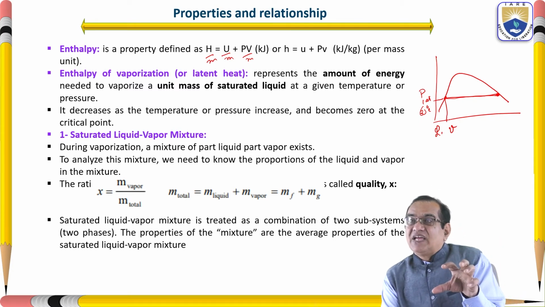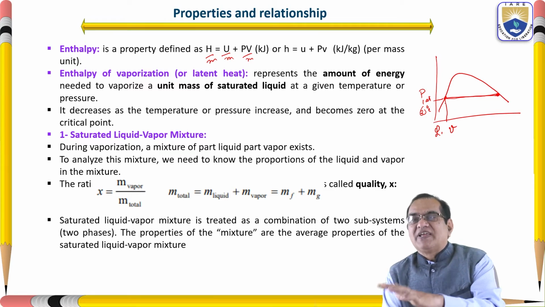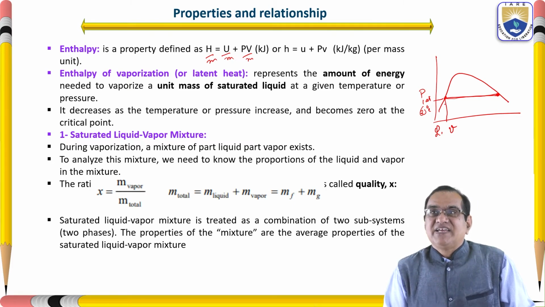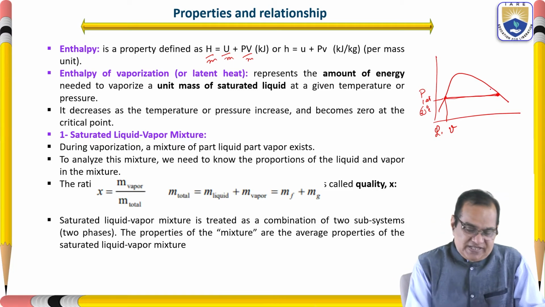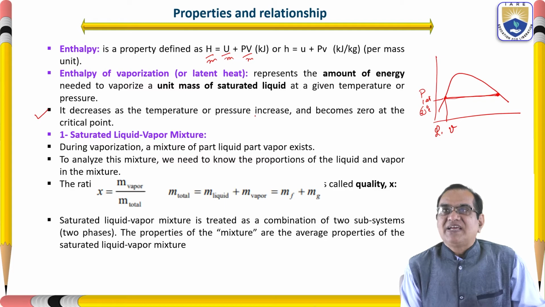That heat which is used for vaporization from liquid to the vapor is called the enthalpy of vaporization, and this is also called the latent heat. It represents the amount of energy needed to vaporize a unit mass of saturated liquid at a given temperature or pressure. It decreases as the temperature or pressure increases. You can see the statement here.